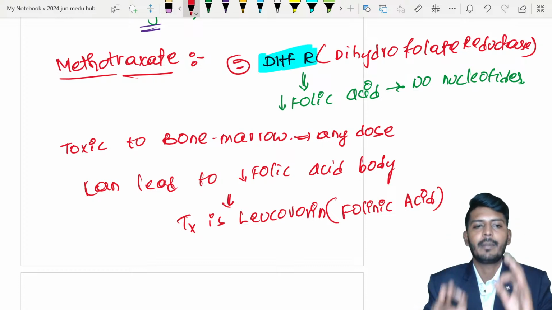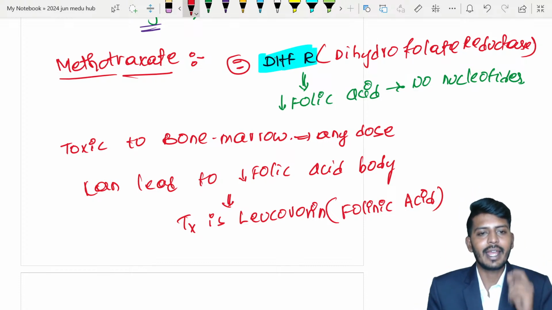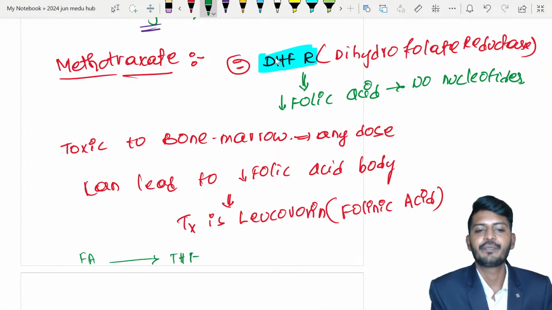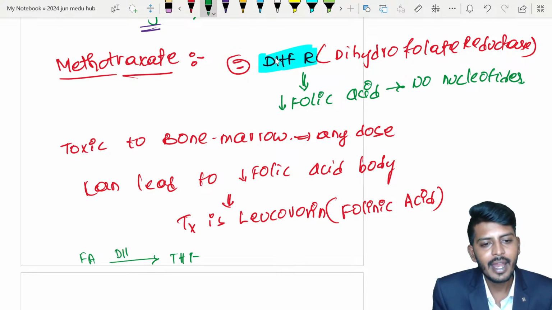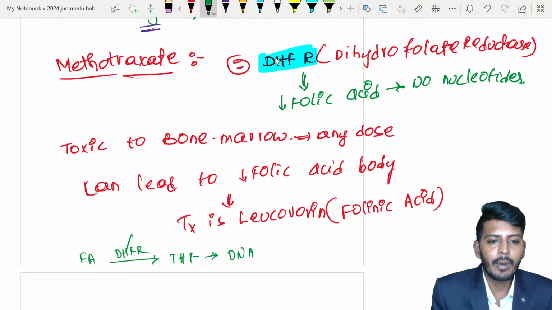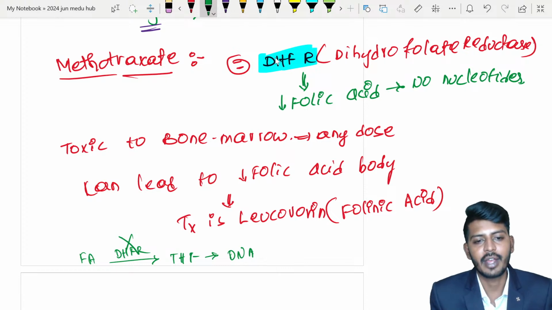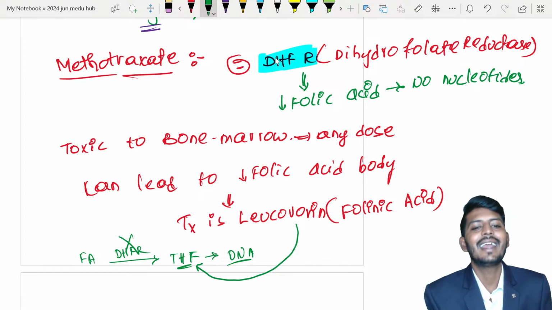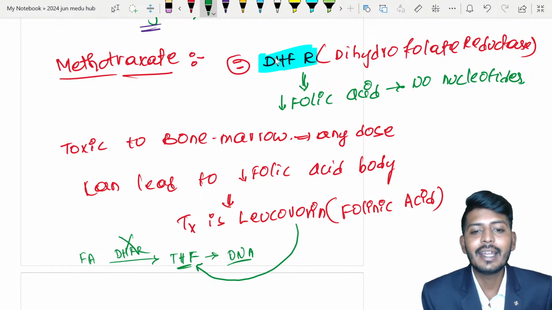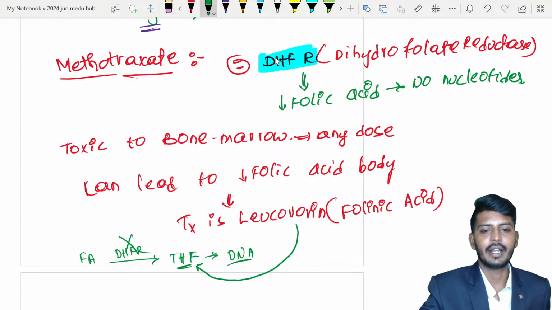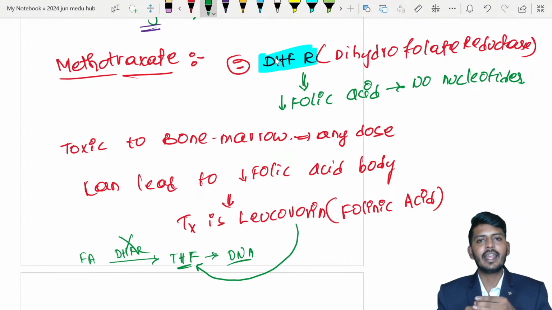Don't get confused. Normally folic acid used to get converted into tetrahydrofolate. This conversion is done by DHFR, and this used to get into DNA production. Methotrexate blocked the folic acid conversion, so tetrahydrofolate will not be there and there is no DNA. This is how it was working. Now if you give leucovorin, it will go as tetrahydrofolate, as methyl tetrahydrofolate. So that is why we are using leucovorin or folinic acid. Hope everything is clear so far. Is it understandable or not?